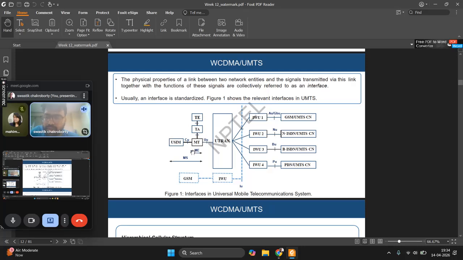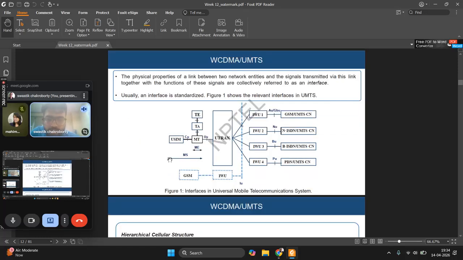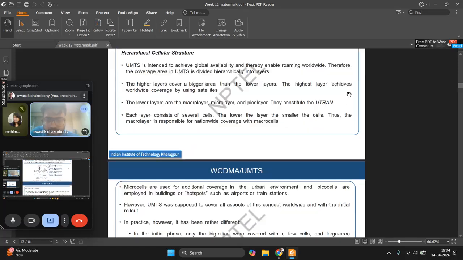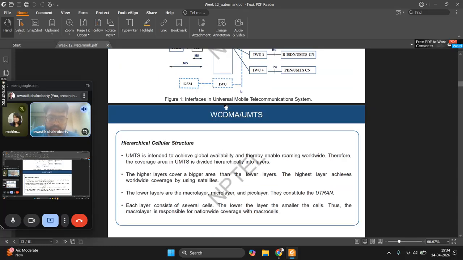Now this user equipment is connected to base stations. These base stations are the UTRAN. Now these base stations are then connected to the core network. So this is basically the core network, CN. So you have your mobiles which are connected to UTRAN, and UTRAN is connected to CN.